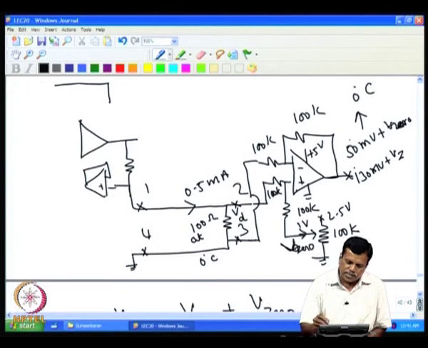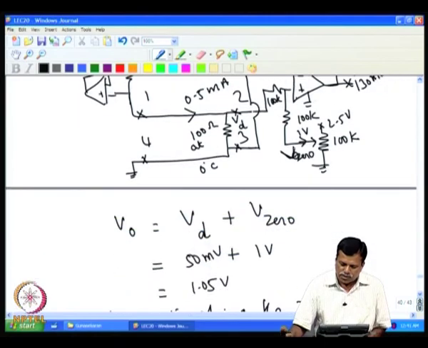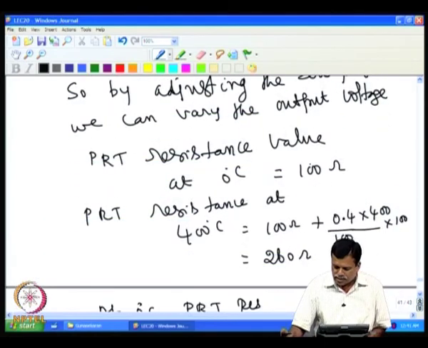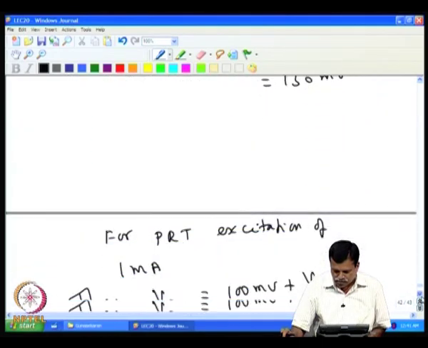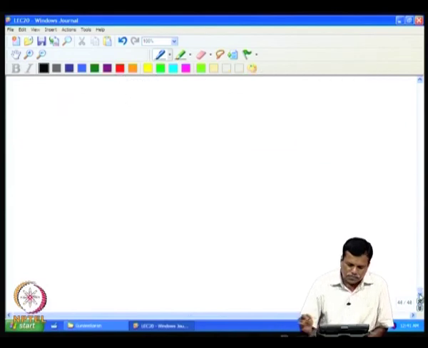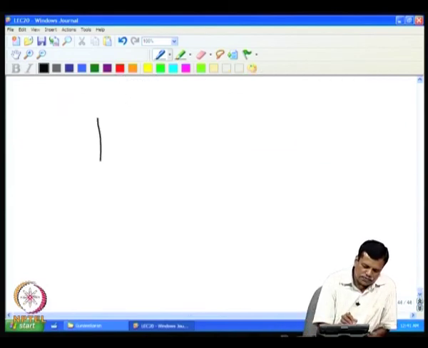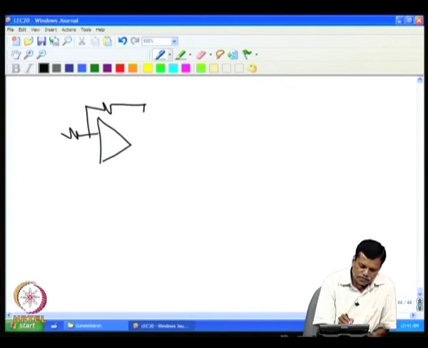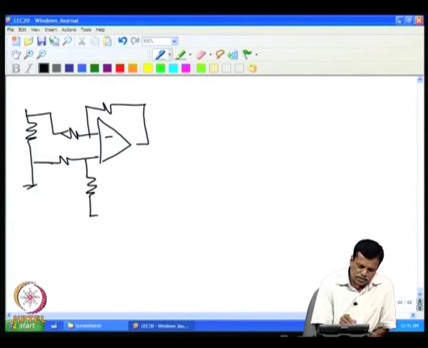Now, the next stage is this voltage to be converted into 4-20 milliampere current. So, this is to be connected to the next stage, which is the current converter stage. So, I will redraw this circuit now. So, this is the output of this difference amplifier, this is where the PRT is, and the PRT terminals are connected here, and this is where the PRT 0 part is connected.